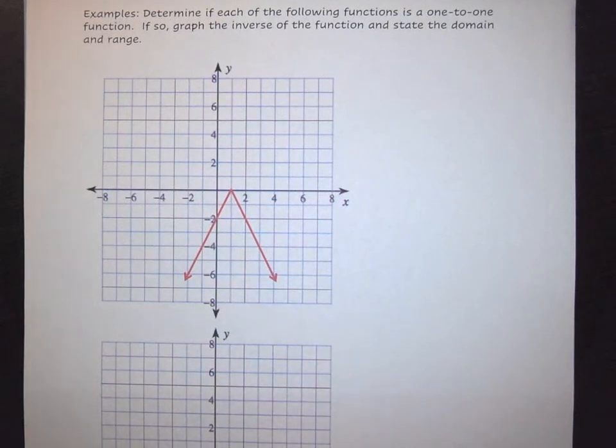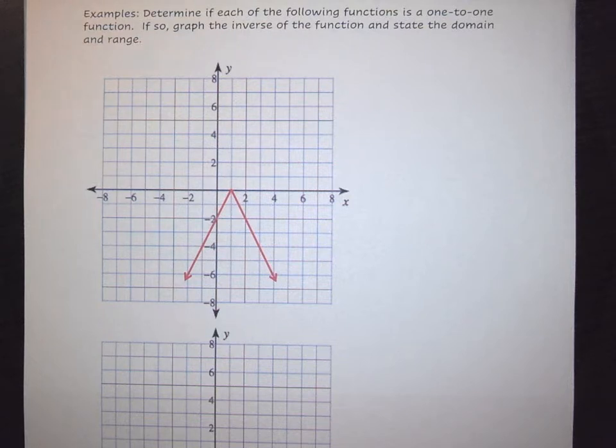Alright, in this video we are going to look at two examples where we are asked to determine if the graph of the function we can see is a one-to-one function. And then if we determine that it is, then we can graph the inverse of that function and find the domain and range.